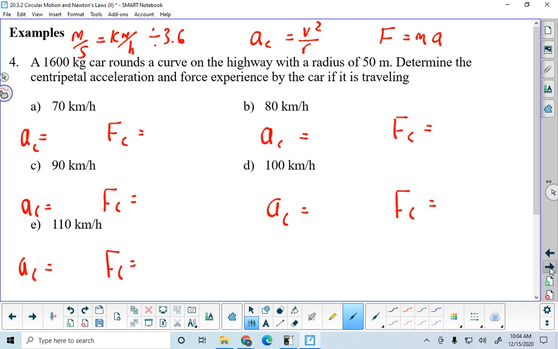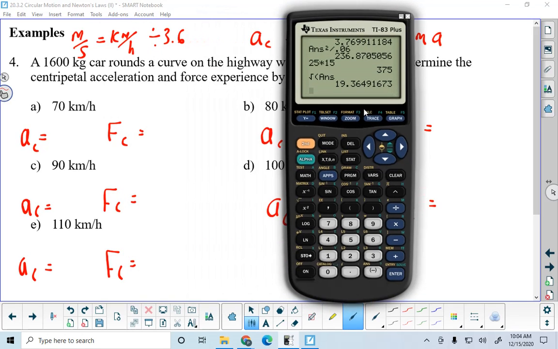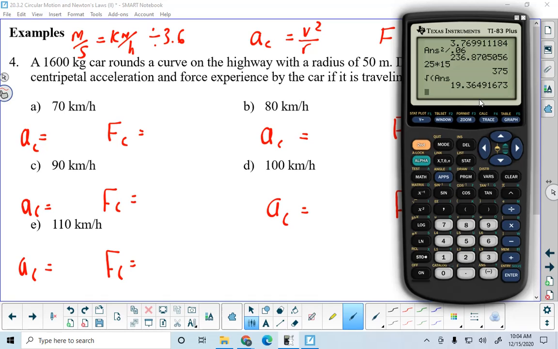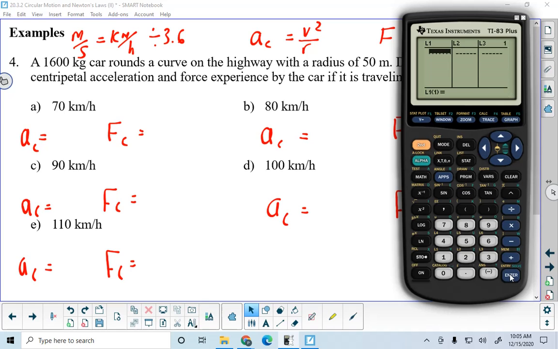So let me show you how we can make our lives really easy here. So you're going to need your graphing calculator. And in your graphing calculator, there's a section where we enter data. We have talked about this before, but I want you to go to your lists, which is stat. You hit the stat key, and then you hit enter. The stat key is kitty corner from your apps key. And what I'm going to do is in list 1, I'm going to enter these 5 speeds. I'm going to enter 70 kilometers per hour, 80 kilometers per hour, 90, 100, 110.